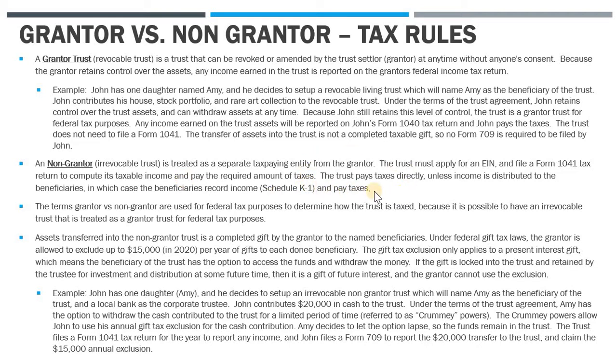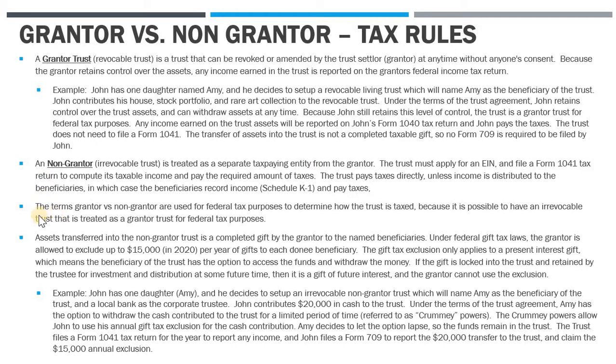So in this fact pattern, a trust pays taxes directly, right? So the trust would file a 1041 and pay taxes directly, unless income is distributed to the beneficiaries, in which case the beneficiaries record income and pay taxes at their level, right? So this is reported on Schedule K-1, very similar to a partnership tax return or an S-Corp return where you have K-1s that are issued to the owners. For irrevocable trusts that are non-grantor trusts, if you have distributions to beneficiaries, the distribution and the income allocation is reported on a Schedule K-1.